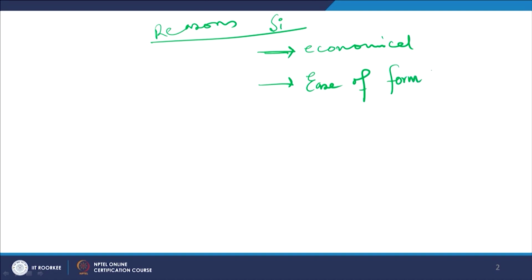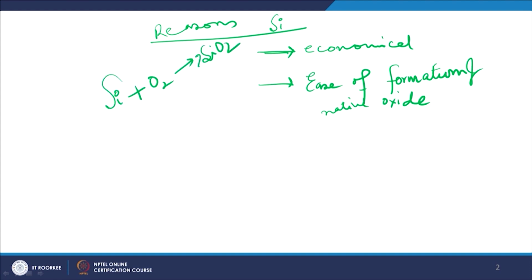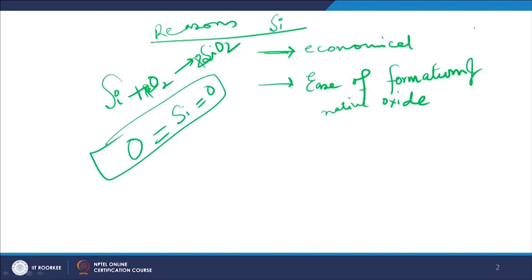And the second is ease of formation of native oxide. If you leave even a simple silicon wafer out, it mixes with oxygen to form silicon dioxide, which means the silicon automatically does a double bonding with O and forms silicon dioxide. So, formation of native oxide is very easy. If you want to grow a MOS, the MOS, which is metal, oxide and silicon, is a very natural growth, and that is the reason we use silicon for all practical purposes.